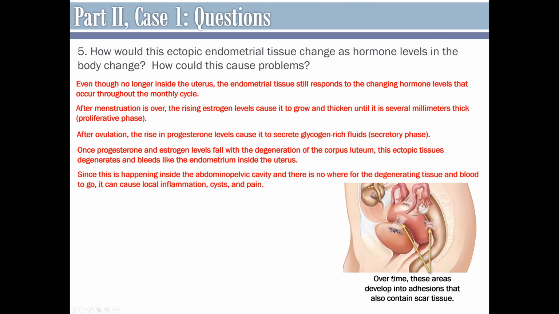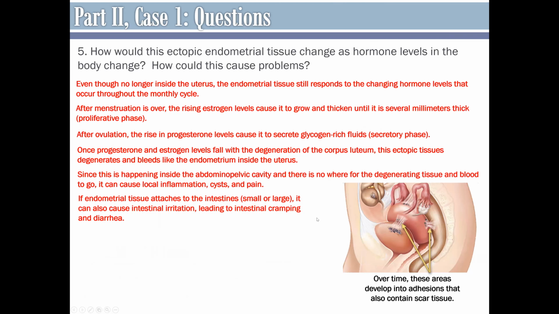And then over time, these areas can also develop into adhesions that also contain scar tissue from the repeated bouts of inflammation. So this is essentially the same lining of your uterus, but it's going through all of these changes in your abdominal pelvic cavity instead of inside the uterus. If endometrial tissue attaches to the intestines, either the large or the small, it can also cause intestinal irritation, which can lead to intestinal cramping and diarrhea during the menstrual phase.